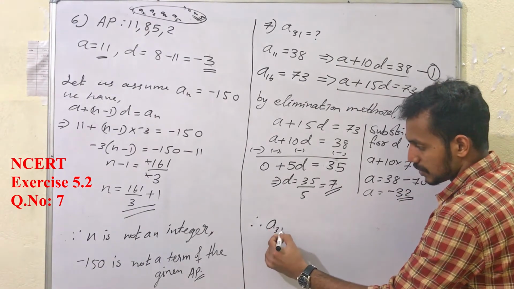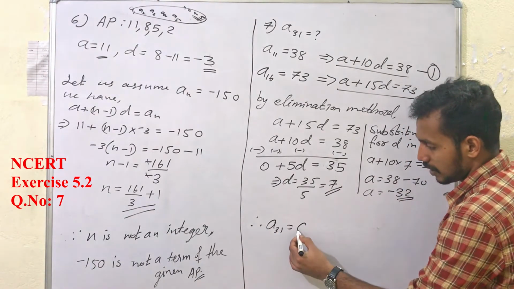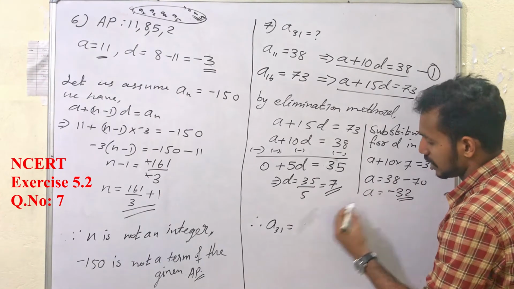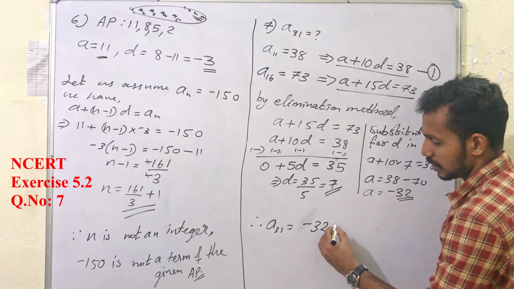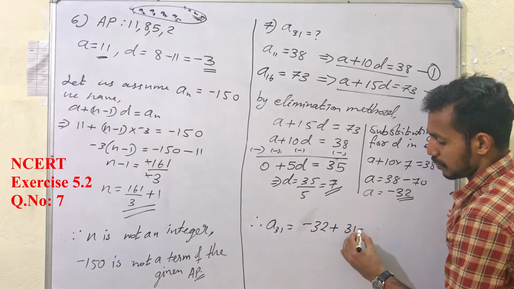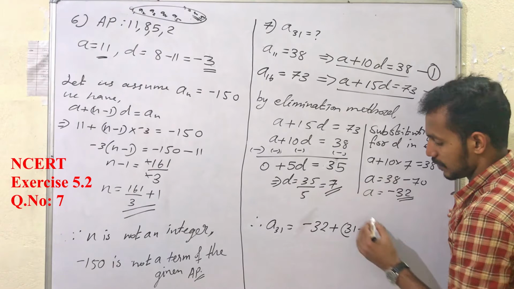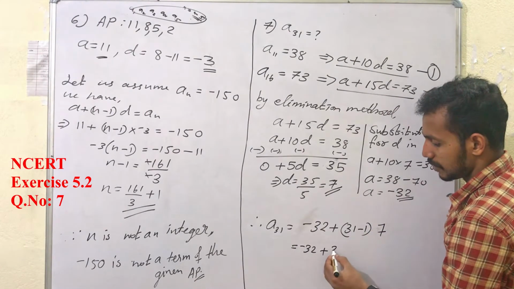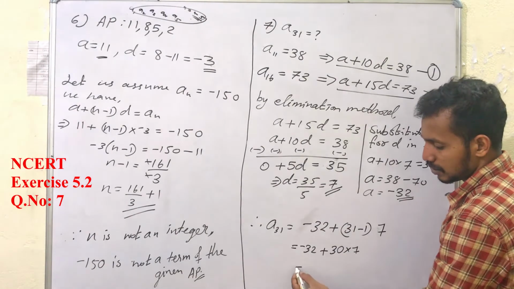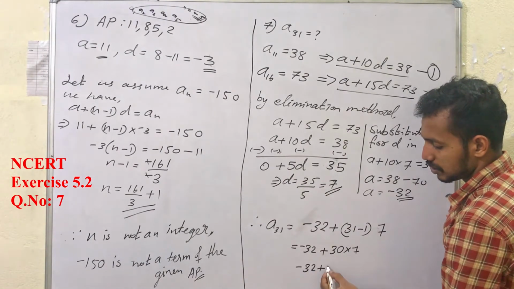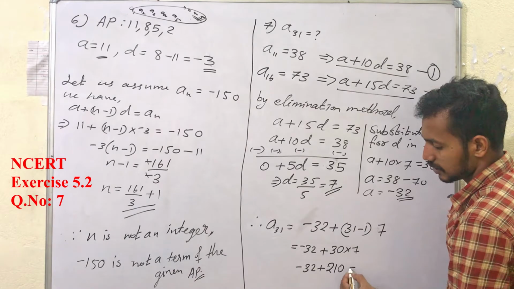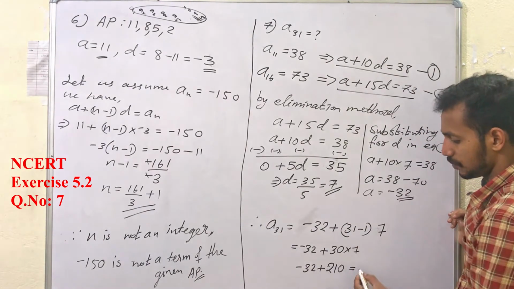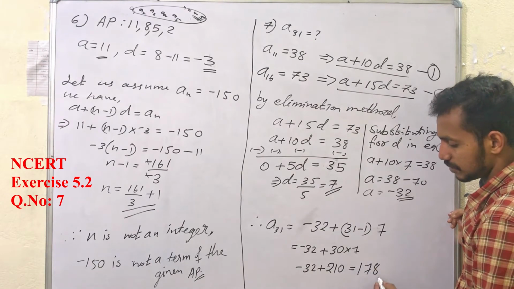Therefore, the 31st term is equal to, what is the formula? That is a plus n minus 1 into d. So a is equal to minus 32, plus n is 31, minus 1, into d is 7. So minus 32 plus 30 into 7. Minus 32 plus 210, which is equal to 178.